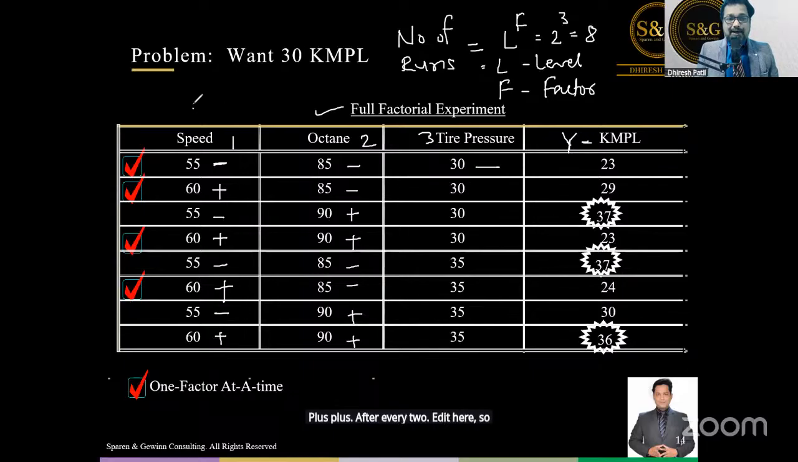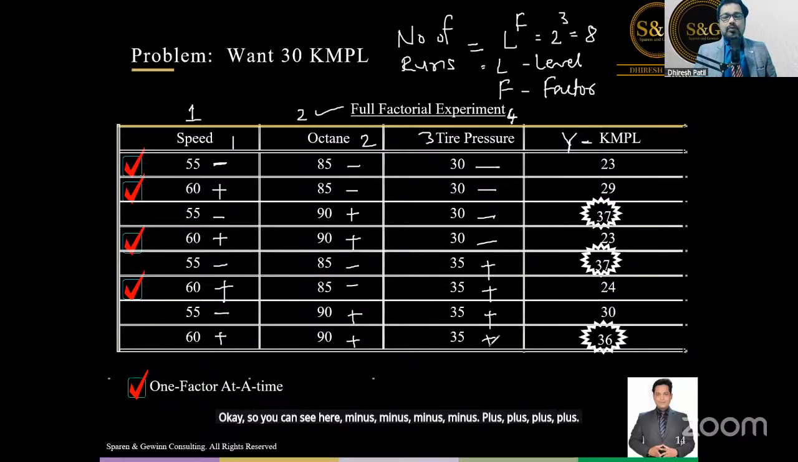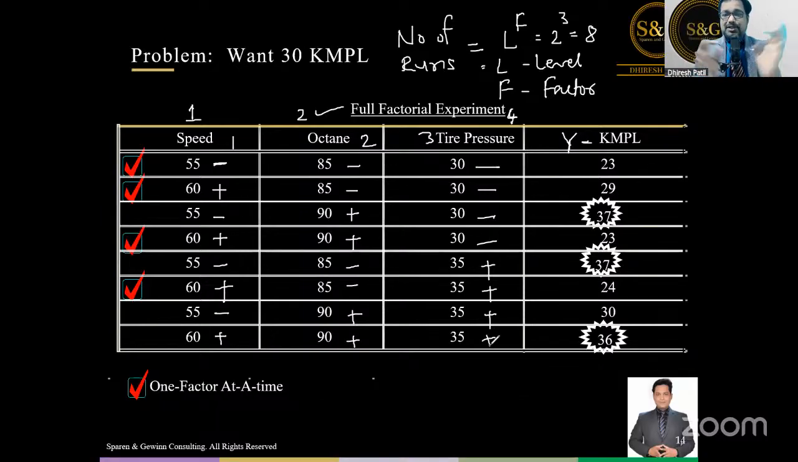So let me write here. This is after every one run. This is after every two runs. And the third factor will change after every four runs. So you can see here minus minus minus minus plus plus plus plus. Are you clear? Just type yes in the chat box.